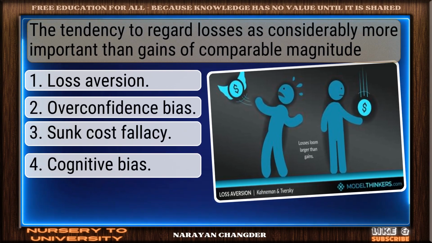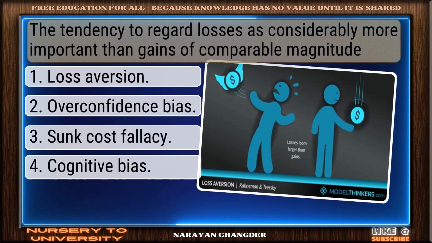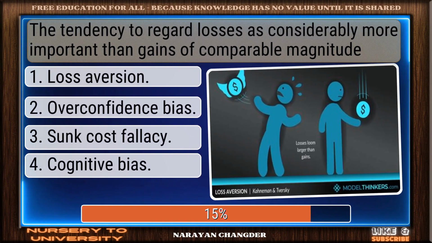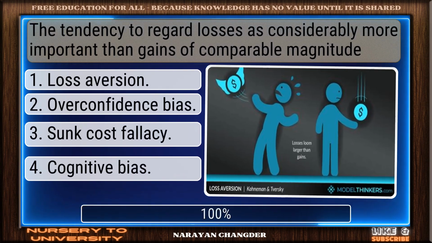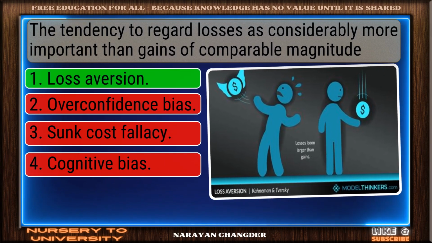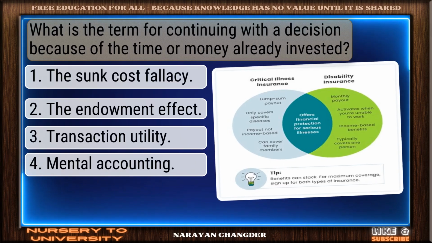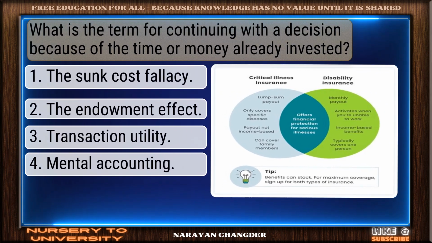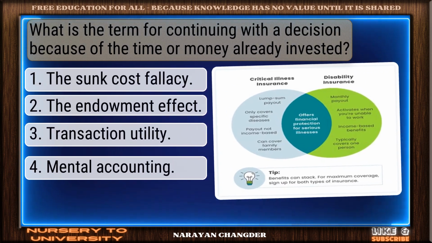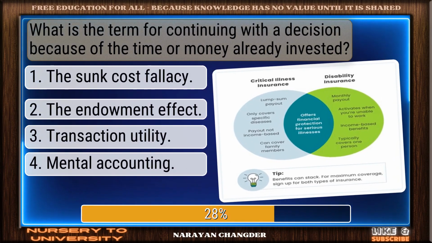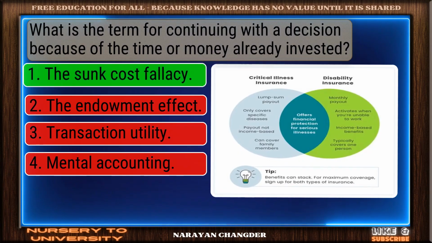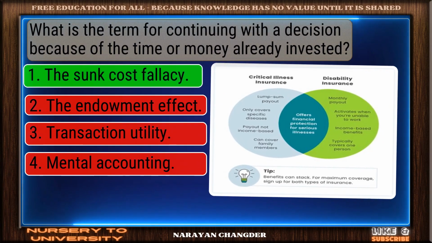The tendency to regard losses as considerably more important than gains of comparable magnitude. On track. Loss aversion is the correct answer. What is the term for continuing with a decision because of the time or money already invested? Nice selection. The sunk cost fallacy is the correct and valid answer.